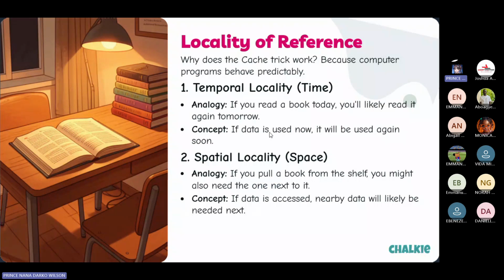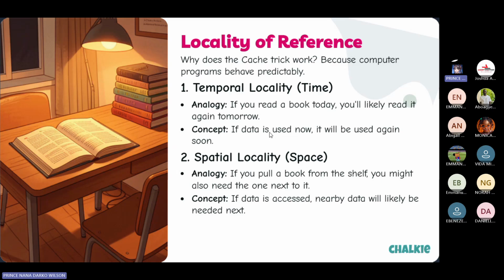Then the locality of reference. This is the principle by which we do data referencing. Why does the cache trick work? Because computer programs behave predictably. Temporal locality works with time. The analogy is that if you read a book today, you will likely read it again tomorrow. So if data is used now, it will be used soon. So in temporal locality, the CPU finds data that is likely to be used because it was just recently used.